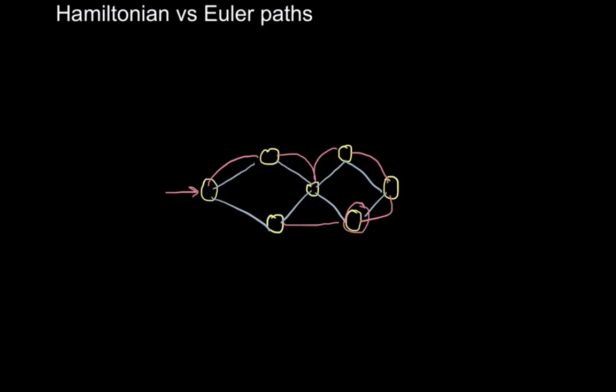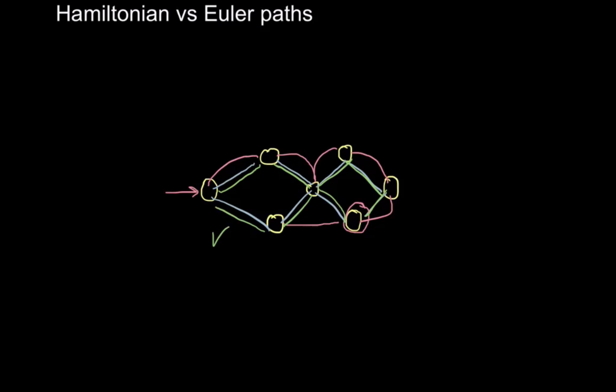Now with the Euler path, though, you can see it doesn't care if it visits the same node twice. All it cares about is edges. So we would come here, here, here, here, here. We could go back up to this one, here, and here. So this is a valid Euler path, but it is not a valid Hamiltonian path. It's not a Hamiltonian cycle.